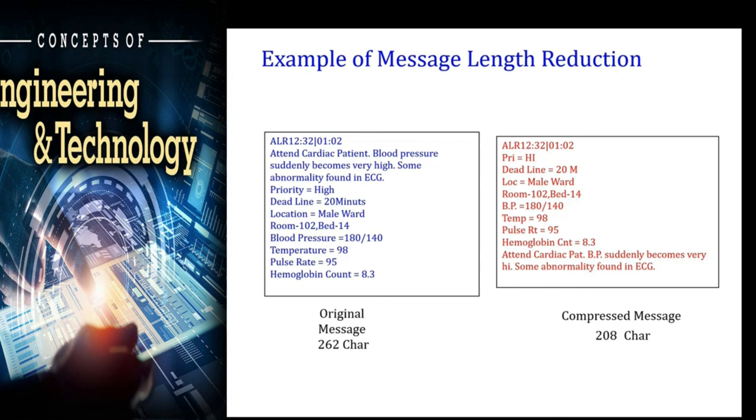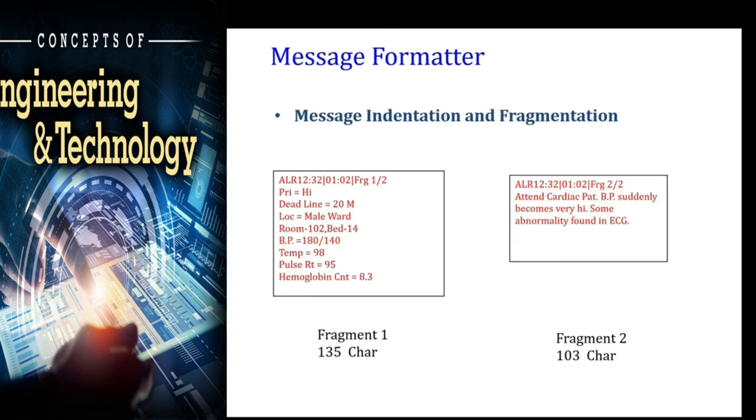Similarly, we need to have the message formatted. So we will be having message indentation as well as fragmentation and other things. Here another example is given: fragment one, and you can see fragment two. We have 135 characters here, and here it is reduced to 103. So this is also information given as alert information, the message type, and what the information is. Sometimes it can be given like this. So this is an example here.